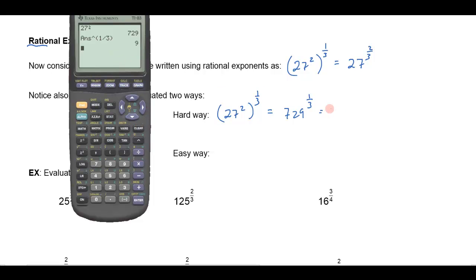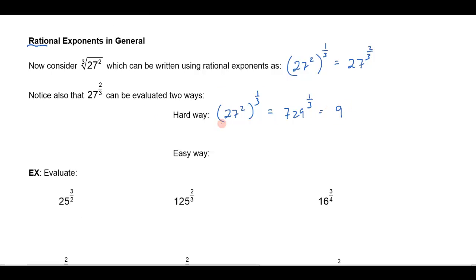Now as I mentioned, that's the hard way. A much easier way is to recognize that I can also write this as 27 to the 1/3 power and then square that, because I'm still going to multiply 2 times a third to get 2/3. But this is a lot easier because I can take the cube root of 27. Remember, the 1/3 power means the cube root. So that would be 3. And then I can square the 3, and I end up with the same 9.